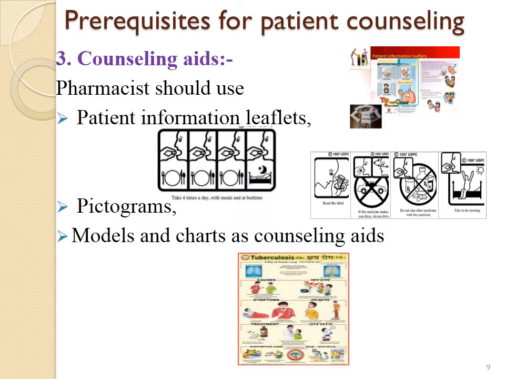Another patient counseling aid is models or charts. Certain general instructions can be displayed in a pharmacy in the form of written matter on a chart, which generally includes taking medication at a definite time and at definite time intervals.